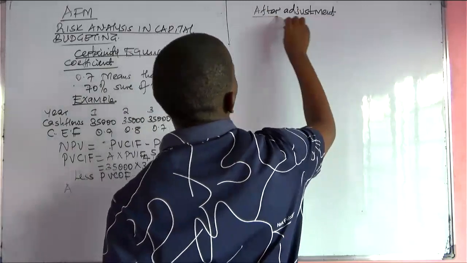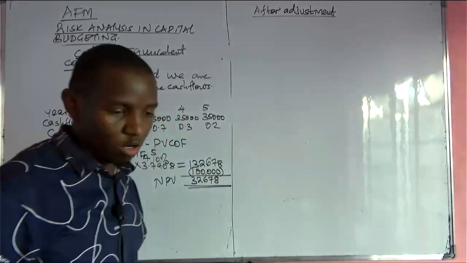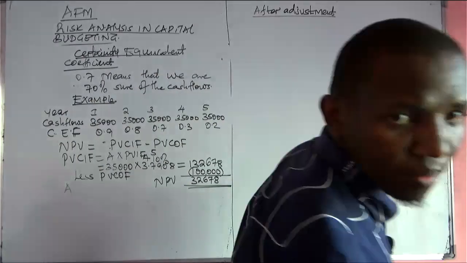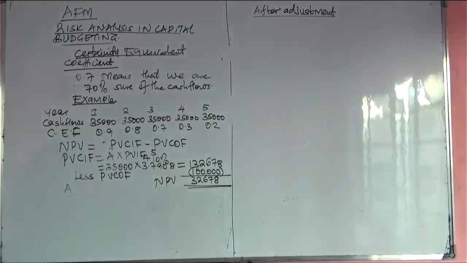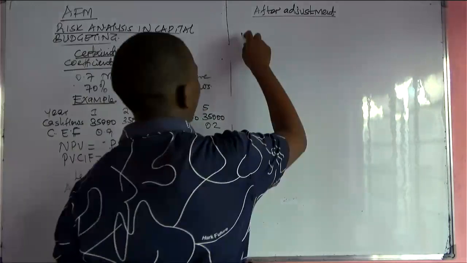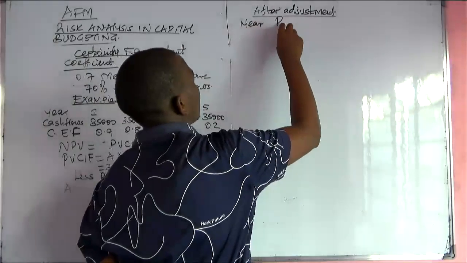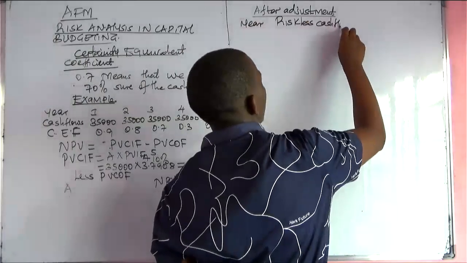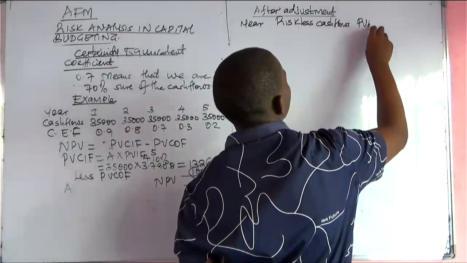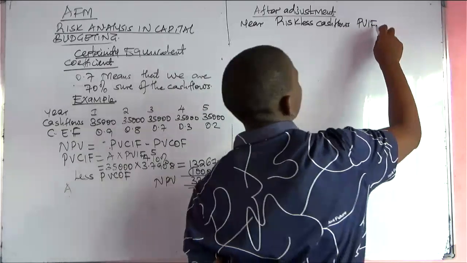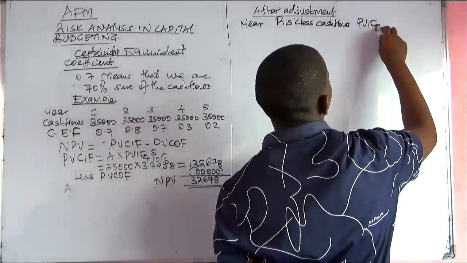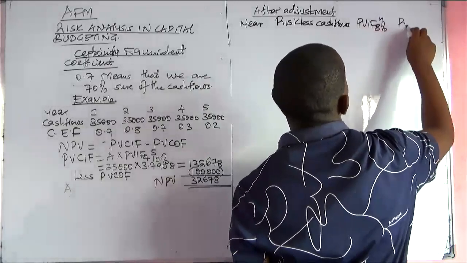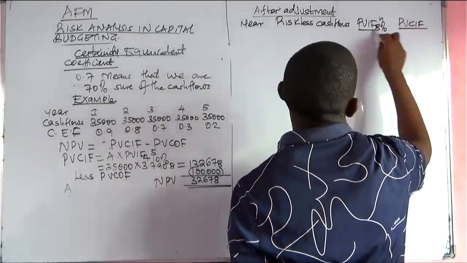So after the adjustment, in this case, the muffin. So we love the year. I will have the riskless cash flows, then present value interest factor at what rate? 8%, to get the present value cash inflow, right?